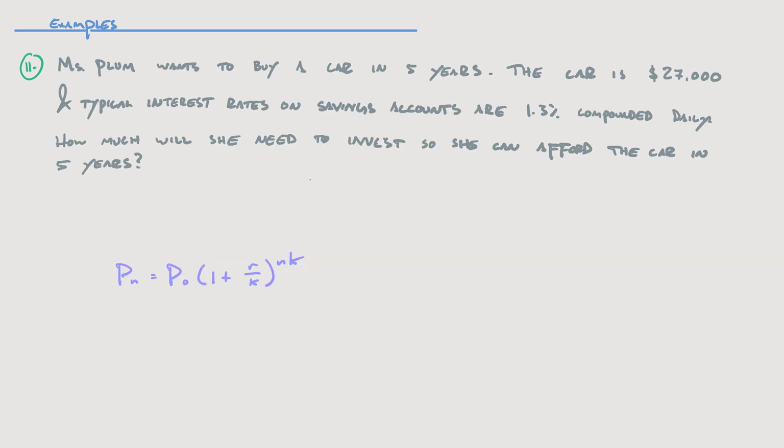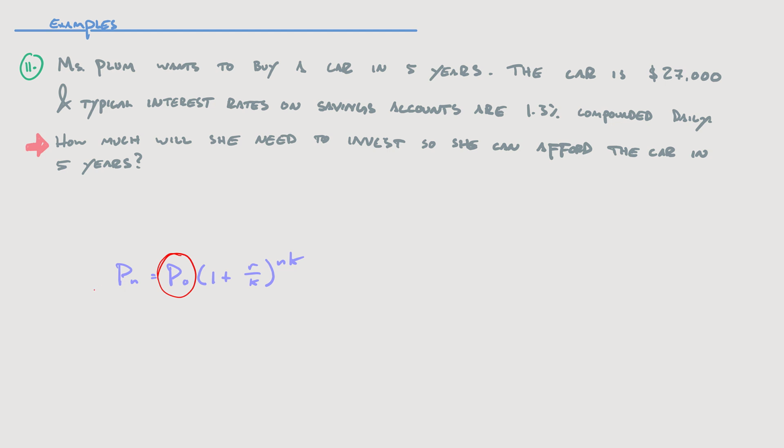Here's another one. Miss Plum wants to buy a car, and she wants to do this in 5 years. She knows the car is $27,000 and that typical interest rates on savings accounts are something like 1.3% compounded daily. How much will she need to invest so that she can afford this car in 5 years? So the thing that we don't actually know here is P sub 0. That's going to be our unknown in this example because we don't know how much Miss Plum wants to invest.